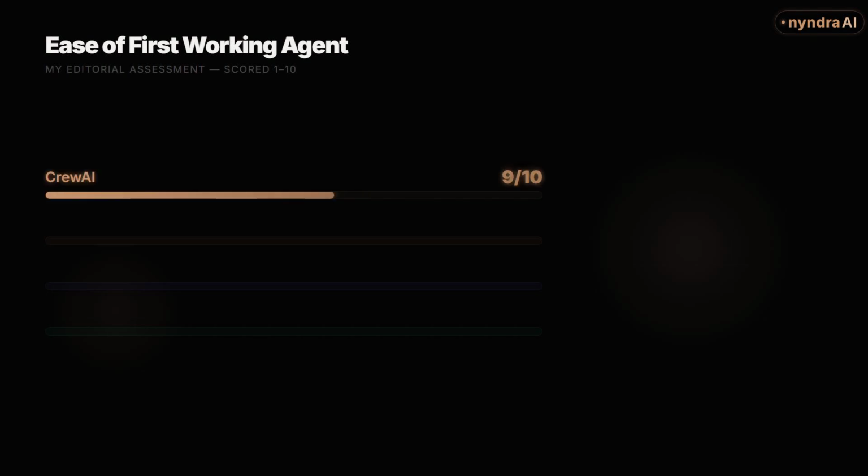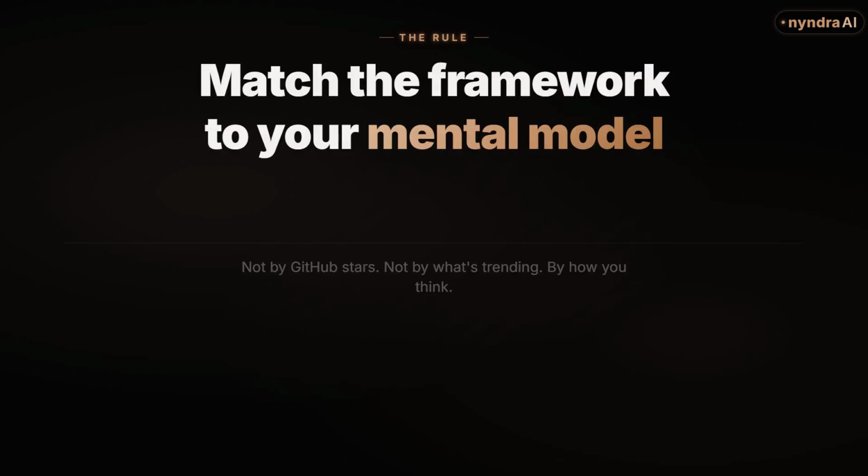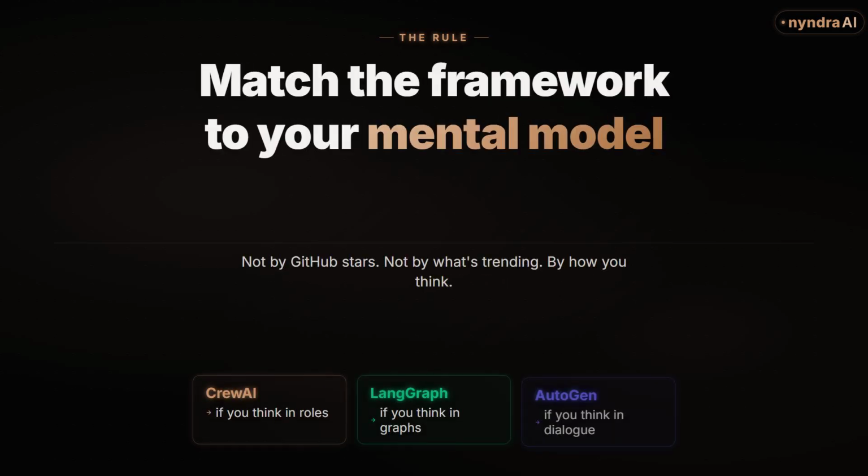In my read, CrewAI wins on speed to a first working agent. LangGraph wins on production fault tolerance. AutoGen wins on complex reasoning depth. No framework scores highest on all three. That's the point. Start with the framework that matches how you think about the problem. Not the one with the most stars. Not the one in the tutorial you watched last week. The one whose mental model fits yours.